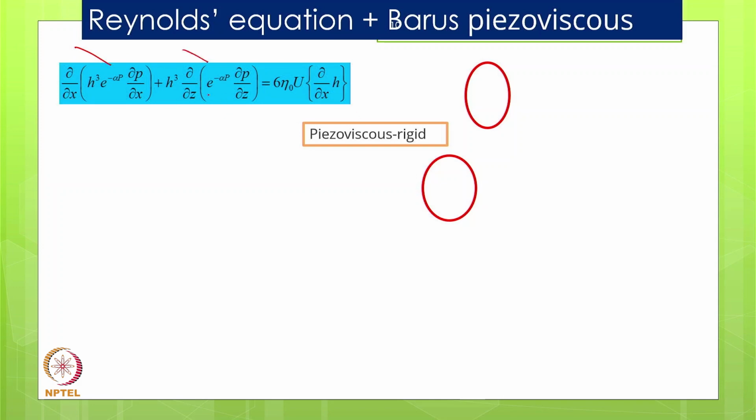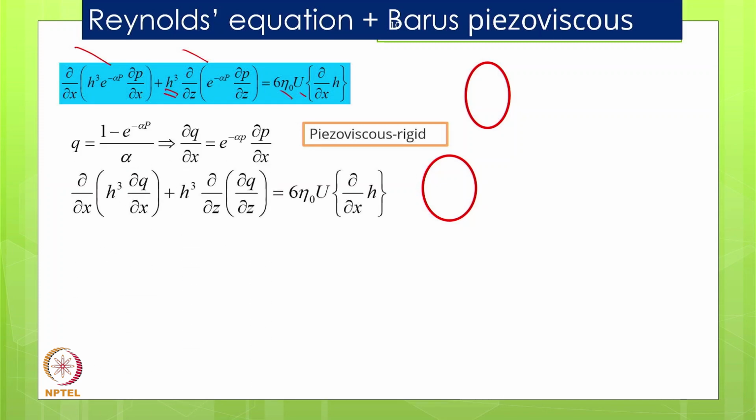In the second term, you can see here h has been taken out, it doesn't depend on z. I have a pressure variation in the z direction we are considering. The viscosity at atmospheric pressure has been provided. Velocity is not a function of x, that has been given, and we are trying to solve this.